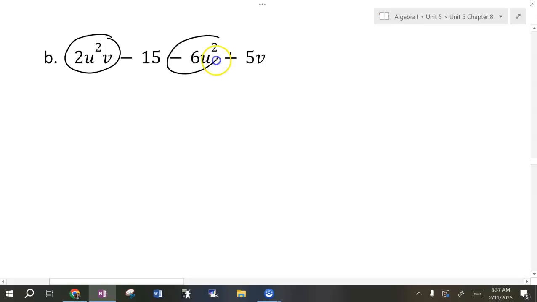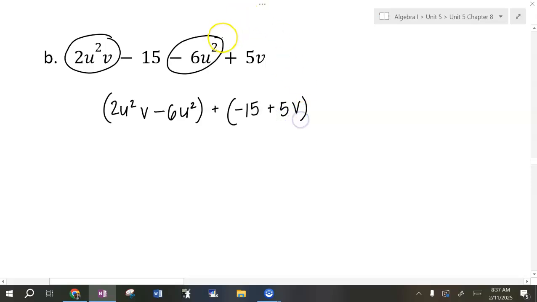I am going to look at the next term down in the line, which is negative 6u squared. I think that might be a good option because I see these two terms both share a u squared, and they would also both have a common factor of 2. So I'm going to make this my first group: 2u squared v minus 6u squared. Then in my other group, I'm going to make it negative 15 and positive 5v.